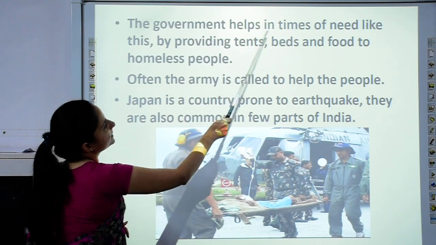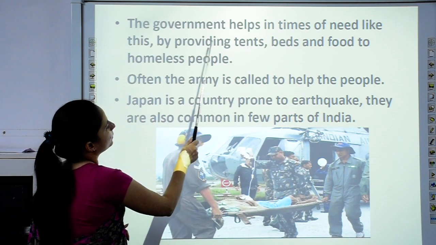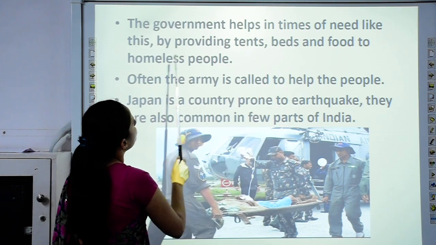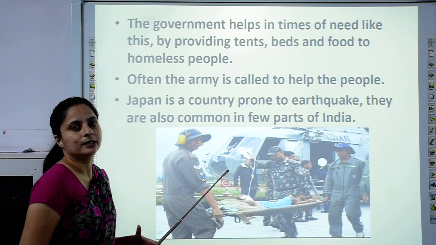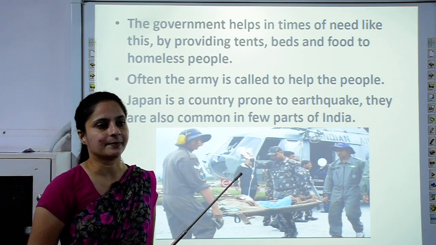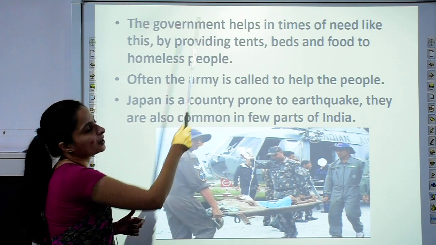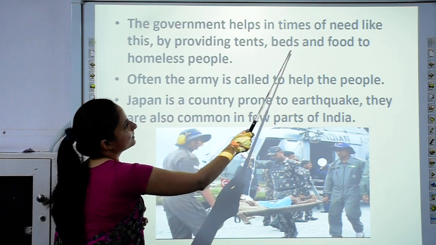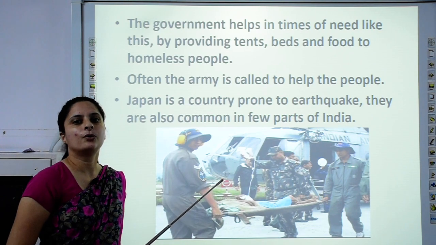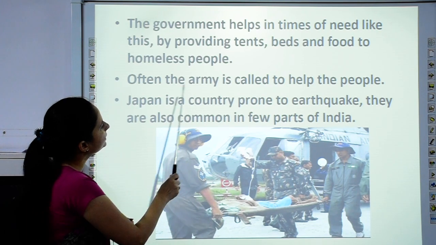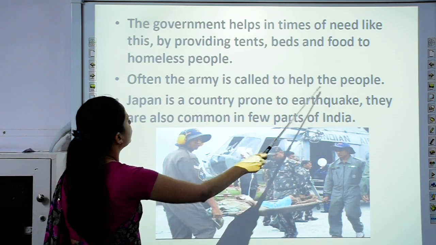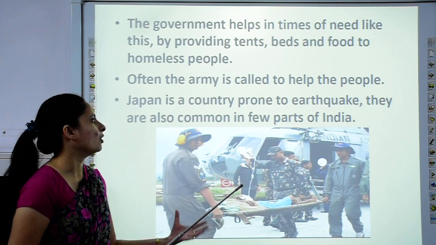The government helps in times of need like this by providing tents, beds and food to homeless people. Now during an earthquake, as it has caused massive damage, the people become homeless. So at this time the government comes to help by providing tents, beds and food for the people who have become homeless. Often the army is called to help the people. Army people are also involved.